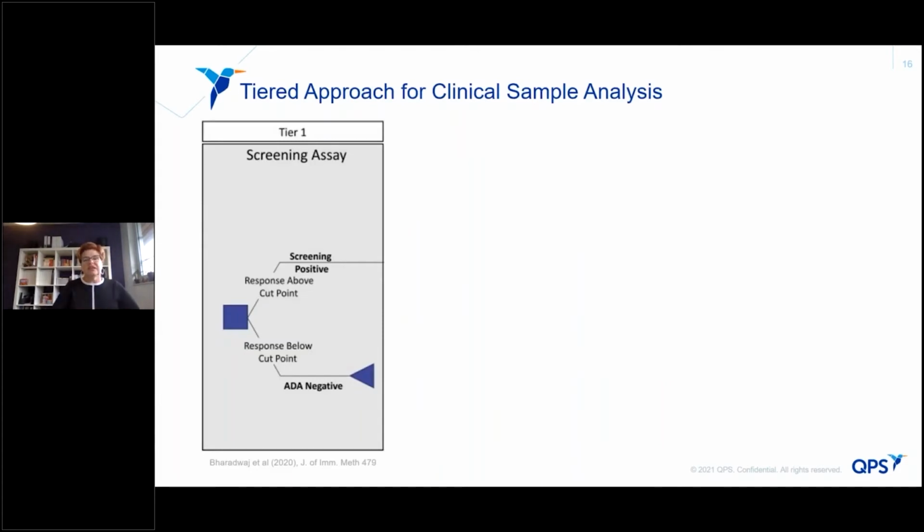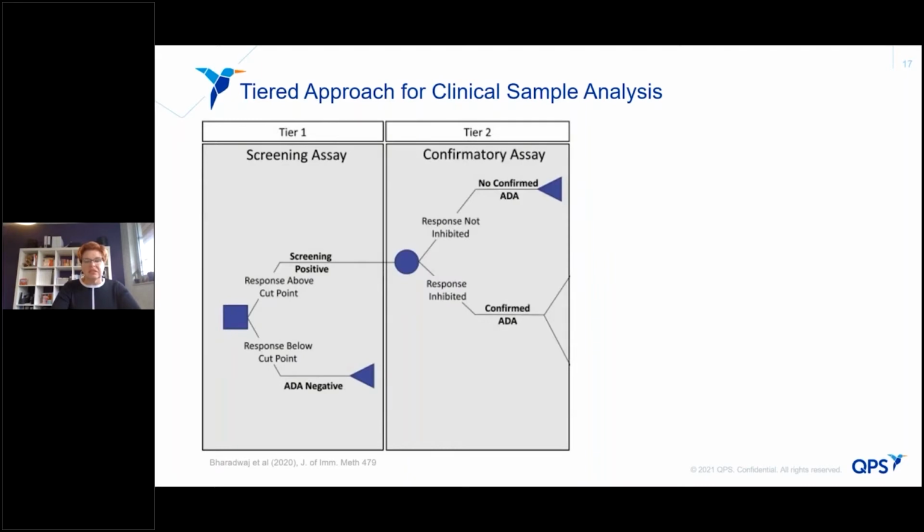So the analysis is done in a tiered approach, which means there are several steps to be done. The first step is a screening assay. The sample is analyzed, and using the cut point as determined in the validation, it is judged whether the sample is negative or positive. In case the sample is positive, it is tested whether the response that is found is drug specific. This is typically done by adding an excess of drug, which will inhibit the assay signal in most assays. If you see a reduced signal in the presence of excess drug, the sample is confirmed to have drug-specific ADA.